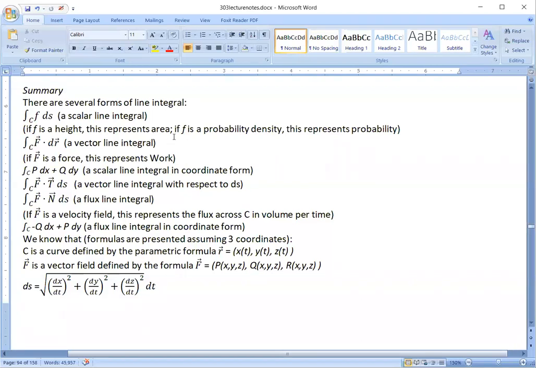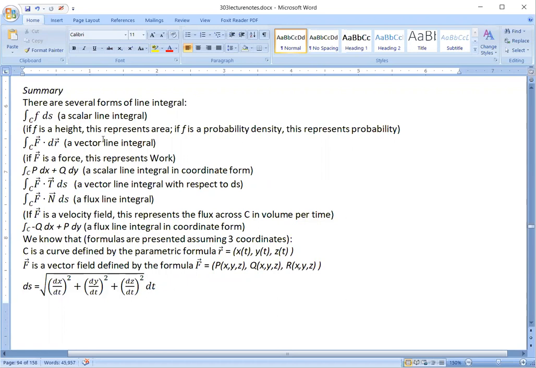Okay. Next, vector line integral was the integral over the curve of vector field f dot dr. And if f is a force, it represents work. Next, we also saw a scalar line integral in coordinate form, the integral over the curve of p dx plus q dy. We also saw a vector line integral with respect to s. So that was the integral of vector field f dot unit tangent t ds. And then we also just saw the integral over the curve of vector field f dot unit normal n ds. And that's a flux line integral.